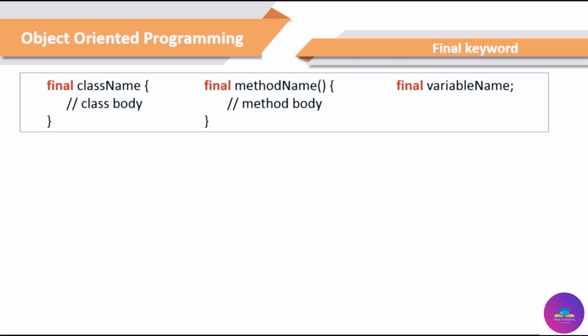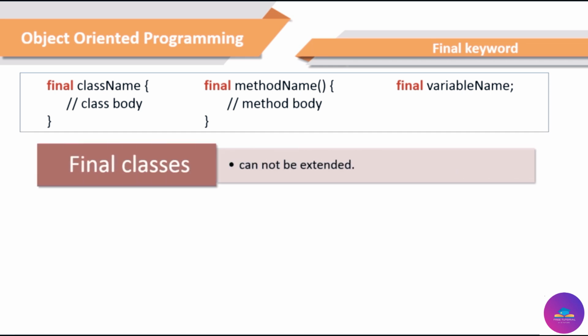In this section, we will look at what the final keyword actually means for classes, methods, as well as variables. The final keyword can be implemented in class, methods, and variables. Final classes cannot be extended. So if we try to inherit from a final class, we get a compile error.